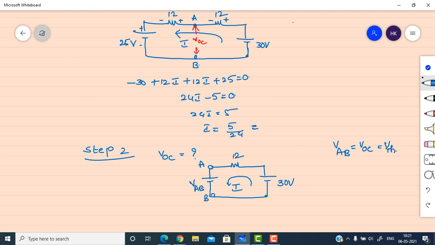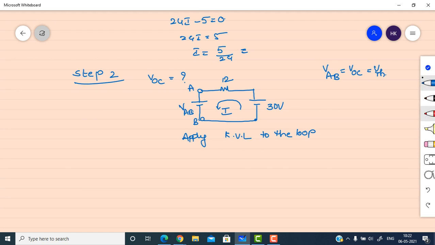First apply mesh analysis, apply KVL to this loop. If I start at this point, the first sign I am seeing is minus. Based on the current direction, this is plus and minus. So plus 12I plus VAB is equal to 0. So VAB is equal to 30 minus 12I. 30 minus 12 into I value, which is 5 by 24.